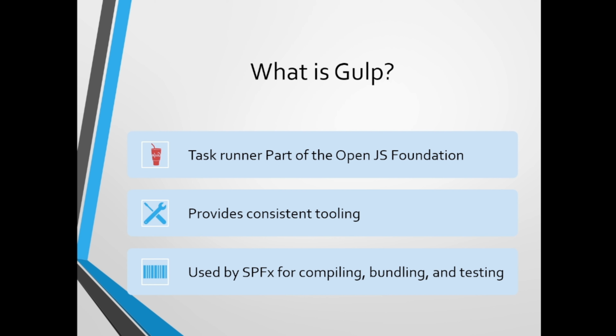Now we discuss what Gulp is. Gulp is a JavaScript task runner used mainly in web development. It's used to automate repetitive tasks like compiling or building your solution. It's part of the OpenJS Foundation ecosystem. It provides consistent tooling.